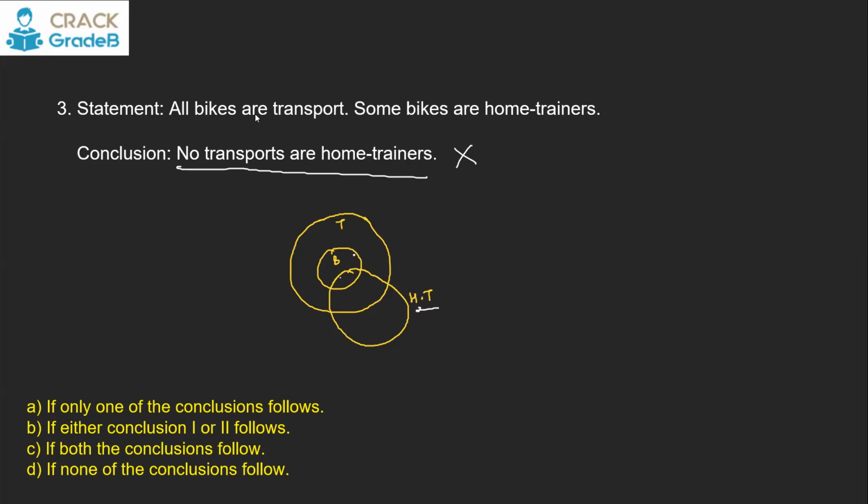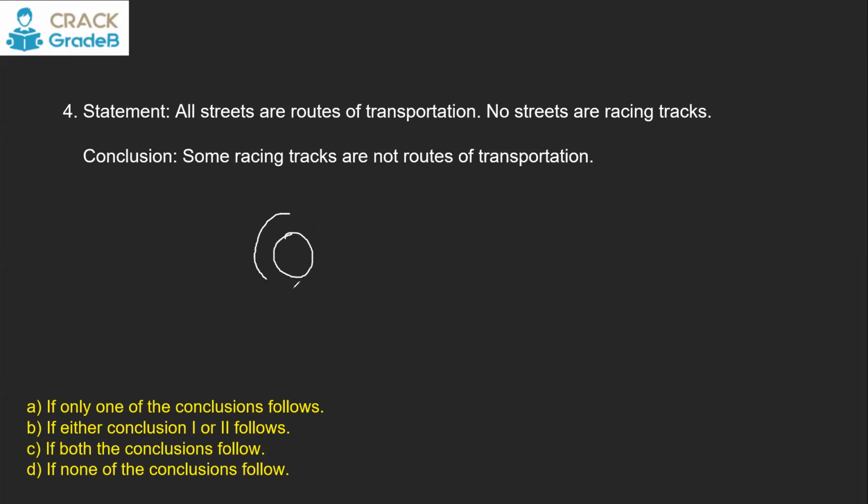Fourth, all streets are routes of transportation. No streets are racing tracks. So that means there is no intersection between streets and racing tracks. While drawing this, you must understand that routes of transportation and racing tracks may intersect, if needed to prove. Only streets won't intersect with racing tracks. Now the conclusion is some racing tracks are not routes of transportation.